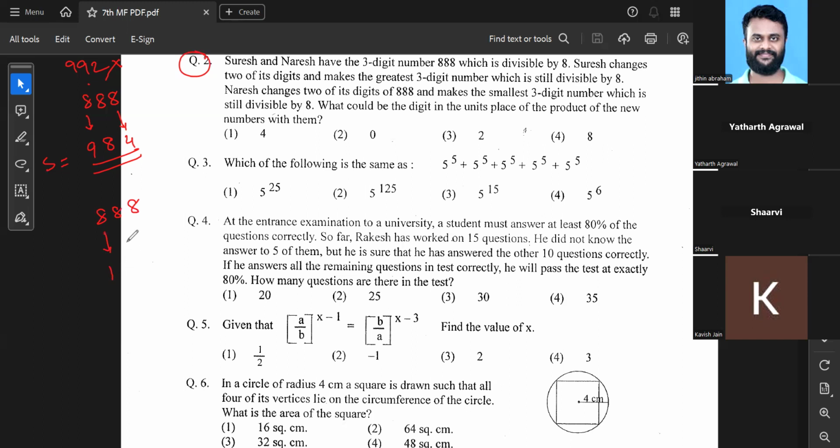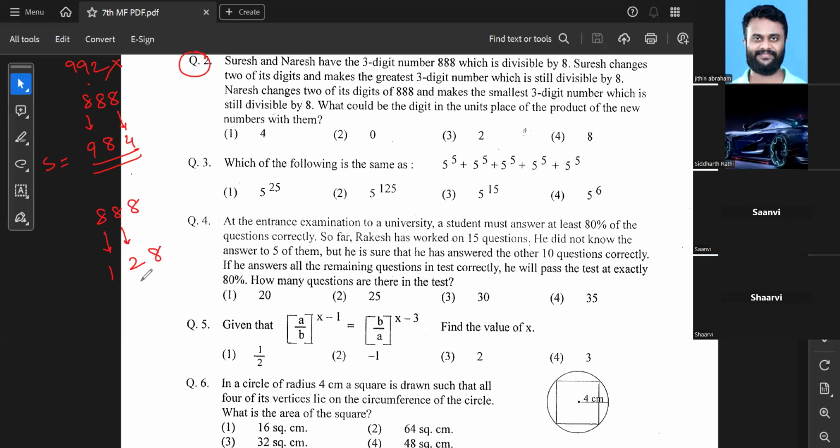That is for sure. Then again he'll have to make it small. So the second one, maybe he'll bring it down. What will he make? 2. 128. Is it divisible by 8? Yes, sir. Sir, probably 0, because 104 was a division. Okay. 0.